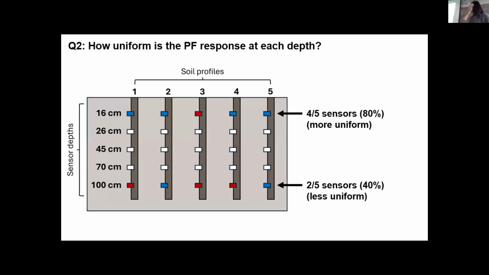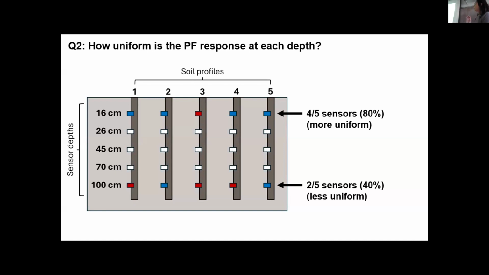And so then I'll highlight the second question that we wanted to look at. Bonan really was looking at the probability of whether or not preferential flow is occurring or would occur. And we've also been interested in when it does occur, how uniform is that across space? Like when you get a rain event at a site, is only one little area responding with preferential flow, or are you getting most of the sensors at that depth responding with preferential flow?